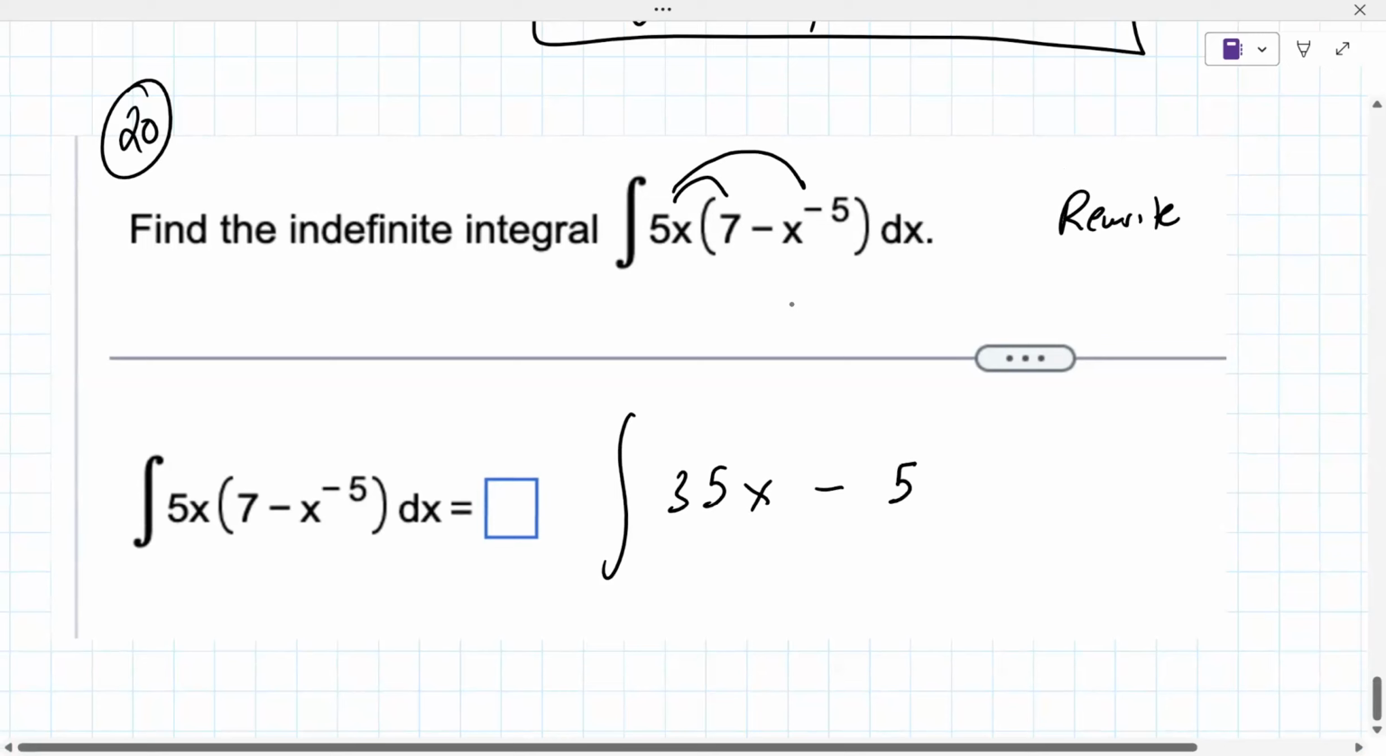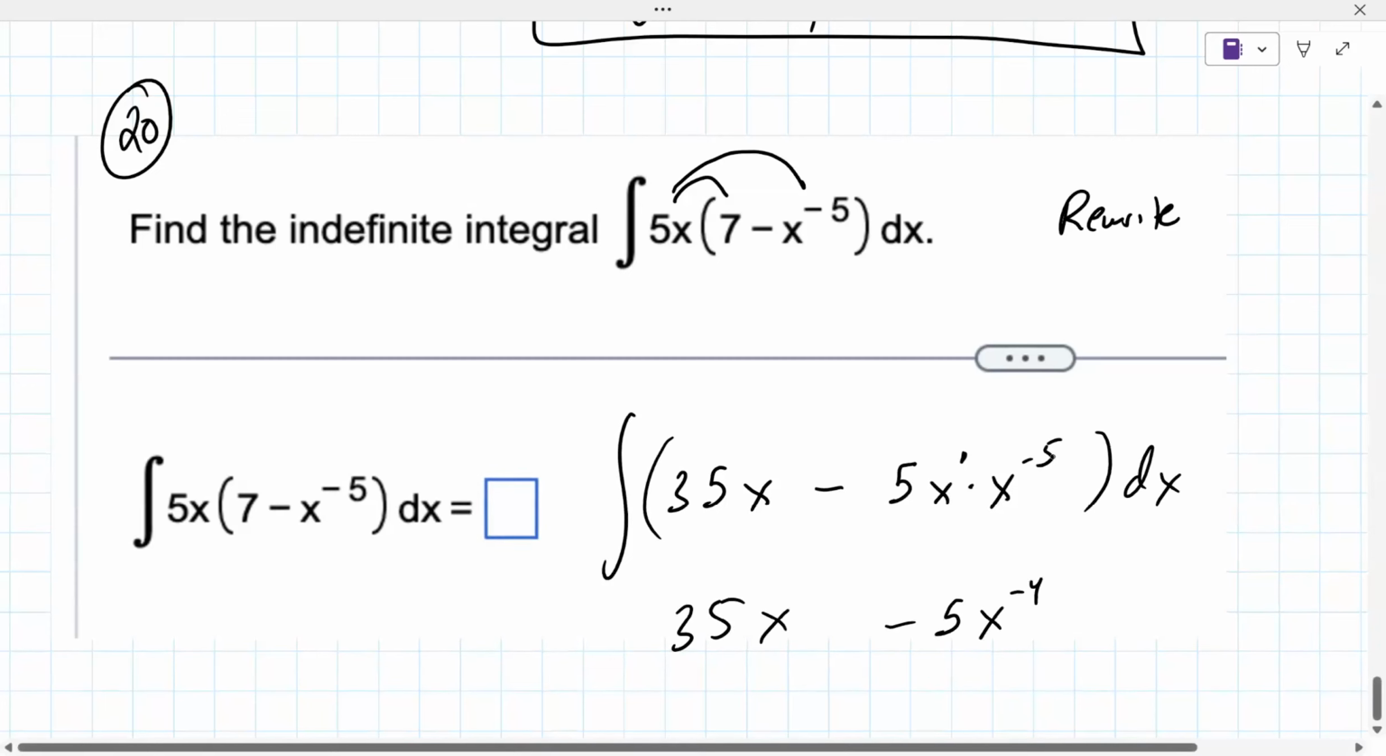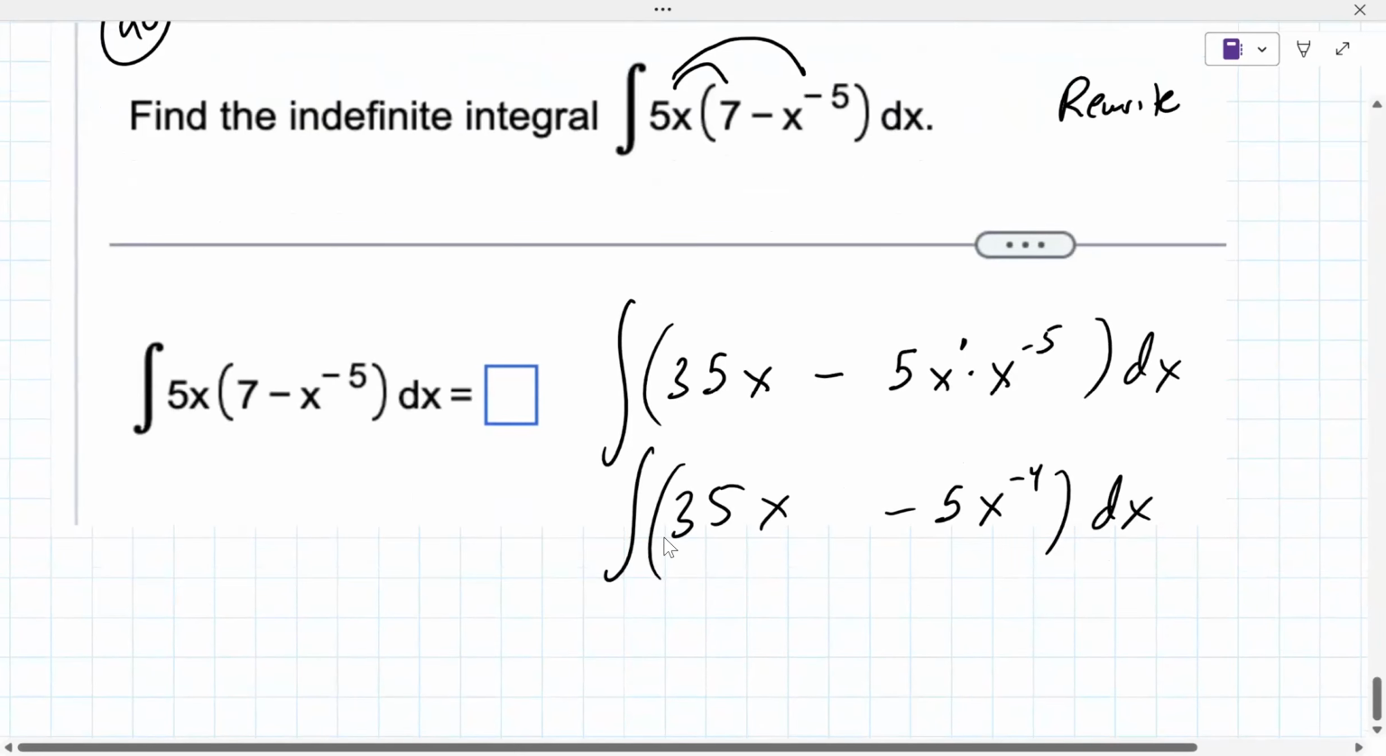Now it's 5x times x to the minus 5. Again, you just have to remember your exponent rules. When the bases are the same and you're multiplying, do you remember that exponent rule? You just add the exponents. So it becomes 5x to the minus 4, like that. All right, so now you're ready to do your calculus. Why don't you jump in here and see if you can tackle this part, please.